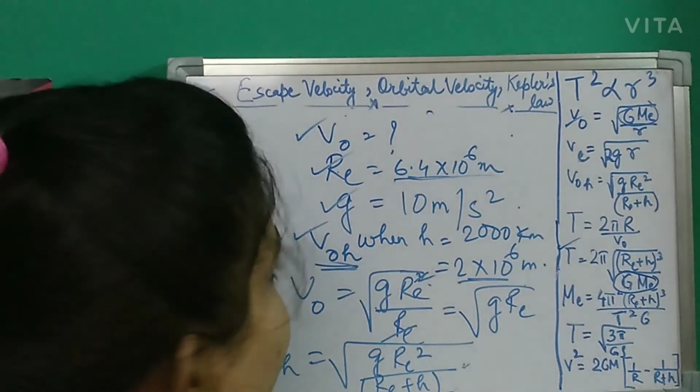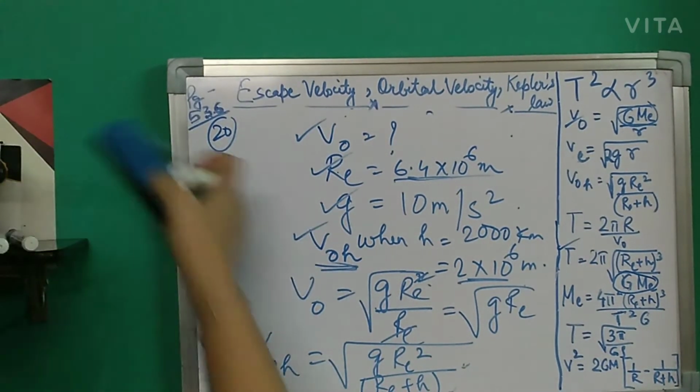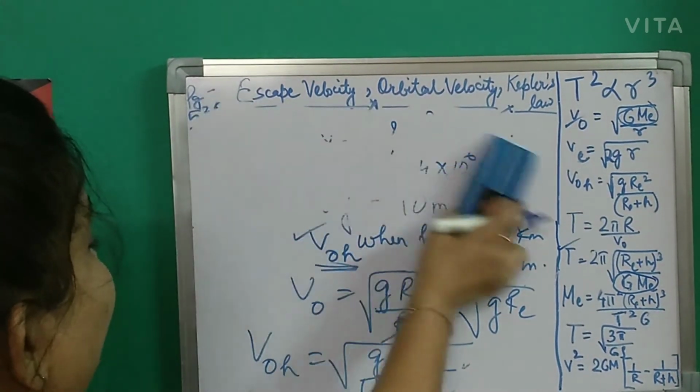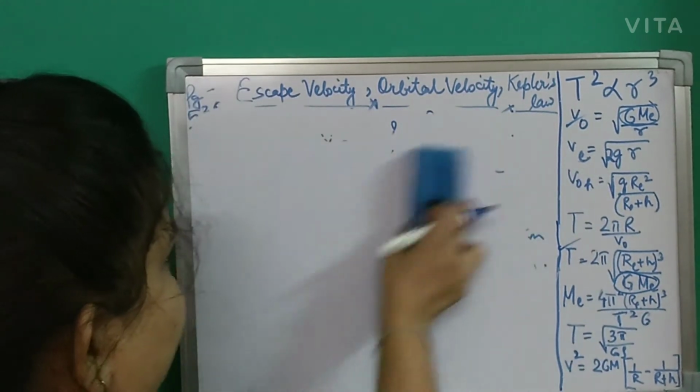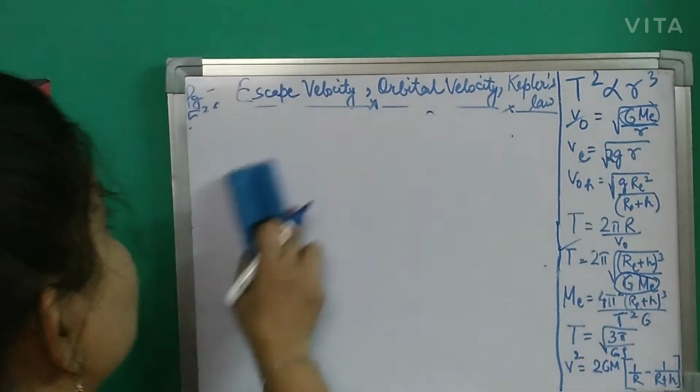Okay, students. Next we go to the next sum. You see here that if you know the formula, sums are really easy, and that's why in the class I told you, students, each formula is related to each other.